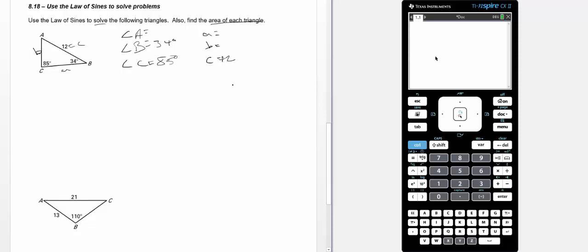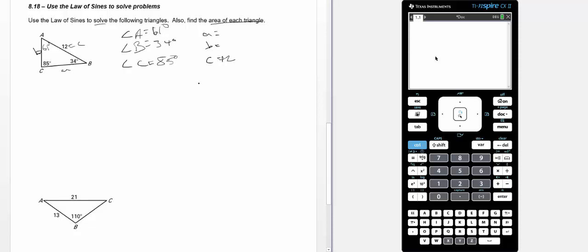Okay. I need to find the other two missing sides and this missing angle. The angle is easy because I can just use subtraction. I subtract 180, take away 85, take away 34. I'm left with 61 degrees. So one down, two to go. I need to find these other missing sides.